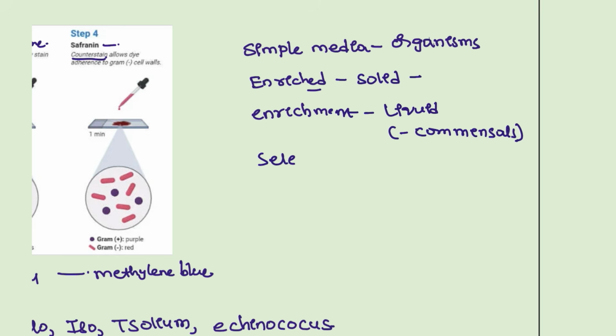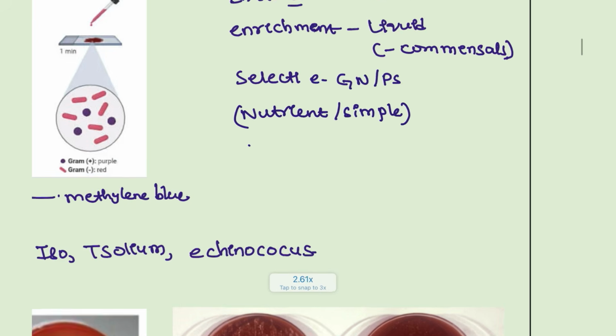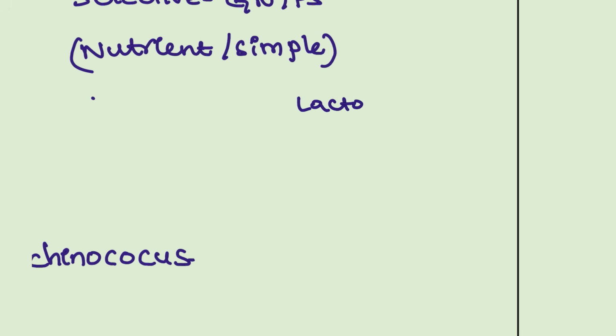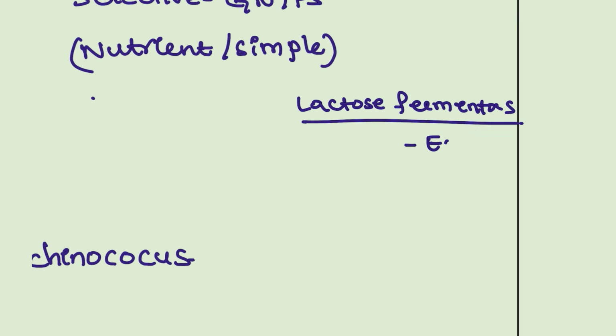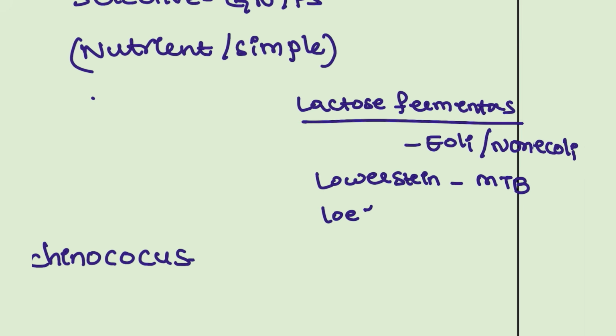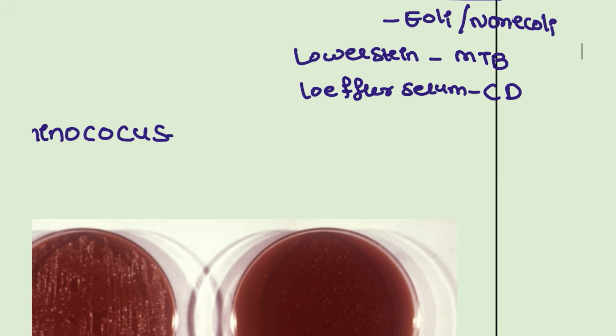And next we also have the selective media, only for the selective, such as gram negative or gram positive only. And next we also have the nutrient agars as part of the simple agars. Next, what are the examples? Some of the important examples: lactose fermenters, right? Lactose fermenters, which will be differentiating between the E. coli species and non-E. coli species, right? And also Lowenstein Jensen. This is used for the MTB. Loeffler serum is used for the Corynebacterium diphtheriae and other species.